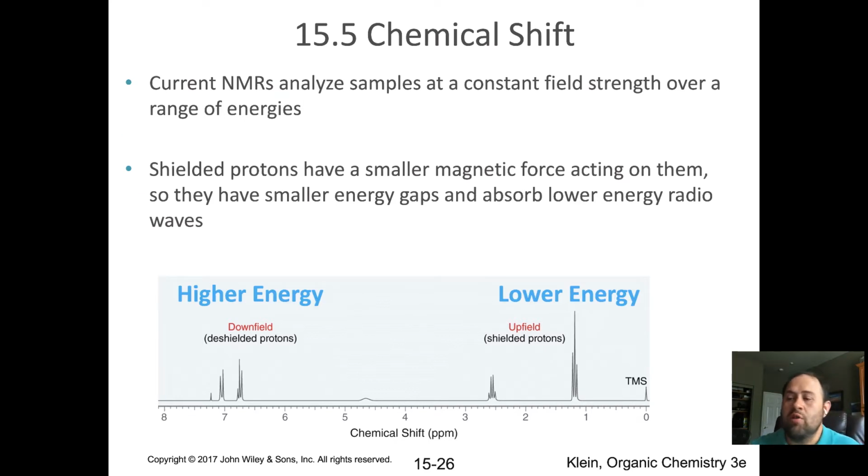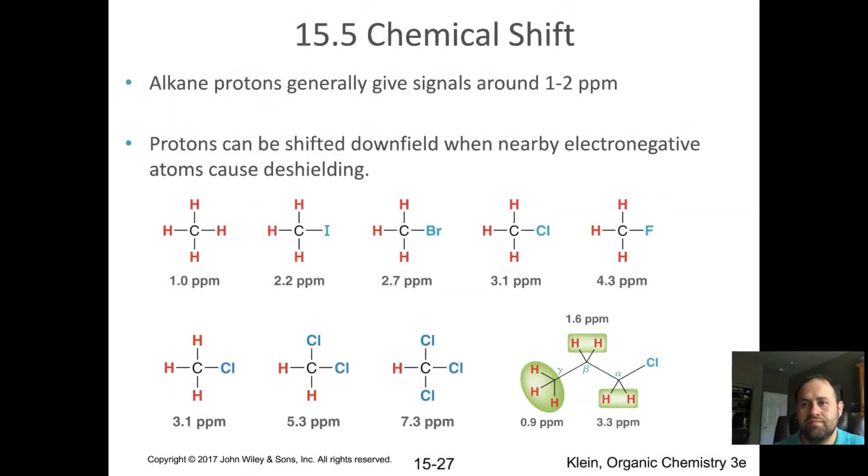And so when they're shielded, they're protecting that nucleus against the magnetic field. So it feels a smaller magnetic field, which means that they have a lower energy split. So essentially, upfield is lower energy, lower radio frequency energy that's being given off by that nuclei. And downfield, those de-shielded protons, they're feeling a much larger magnetic field, and they have a much larger energy split. So they are actually giving off much higher radio frequency radiation.